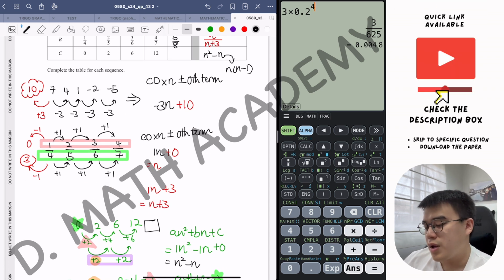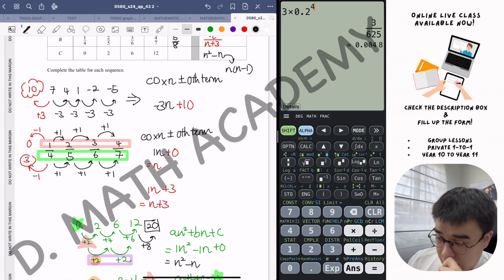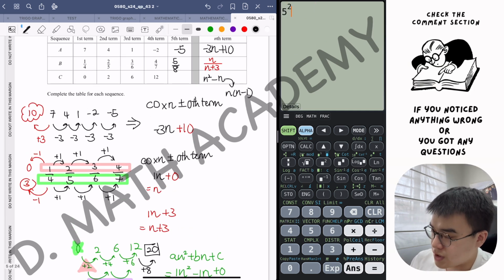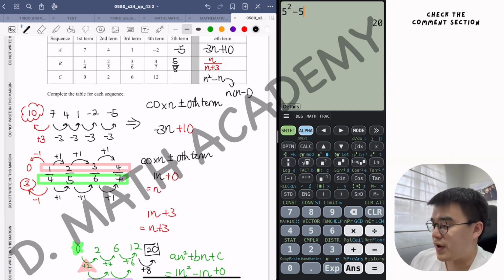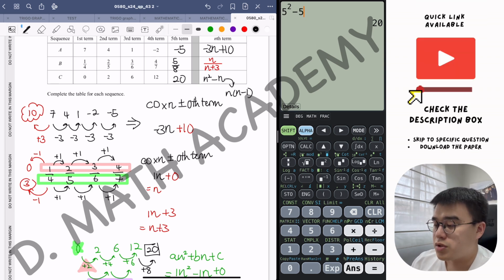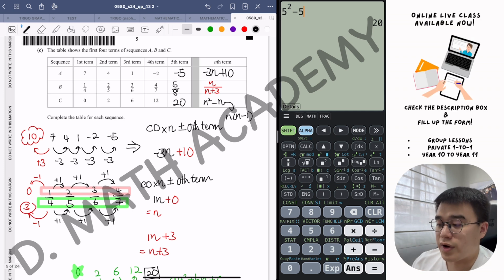Okay, so the next term was missing. So if you were to follow the trend here, you're supposed to plus 8 to it, creating a 20. And if you wanted to test your formula whether it was correct or not, just try 5 squared minus 5. You actually get 20 here as well. Okay, so this is how you sort out the entire question.